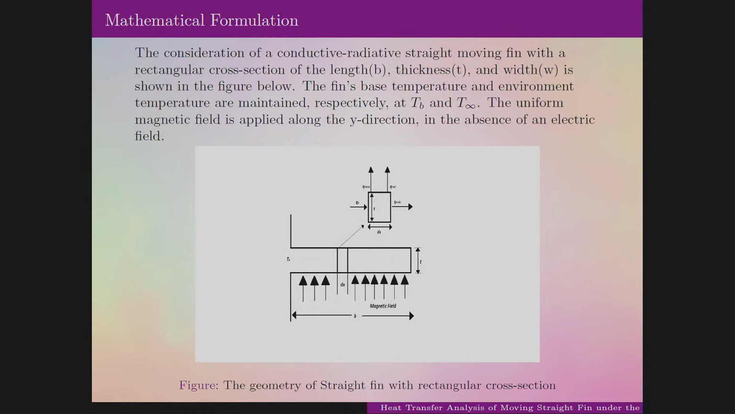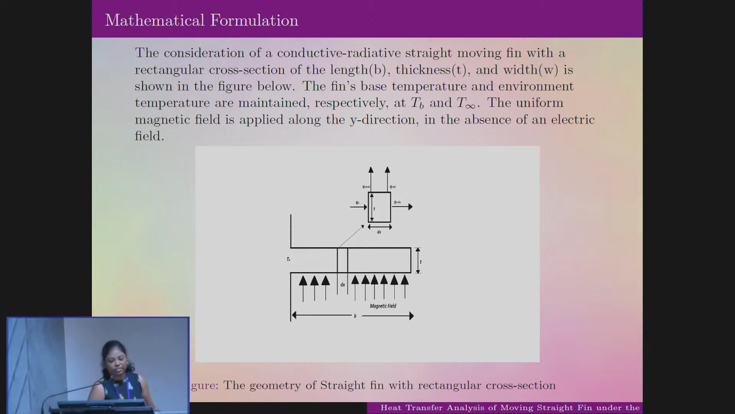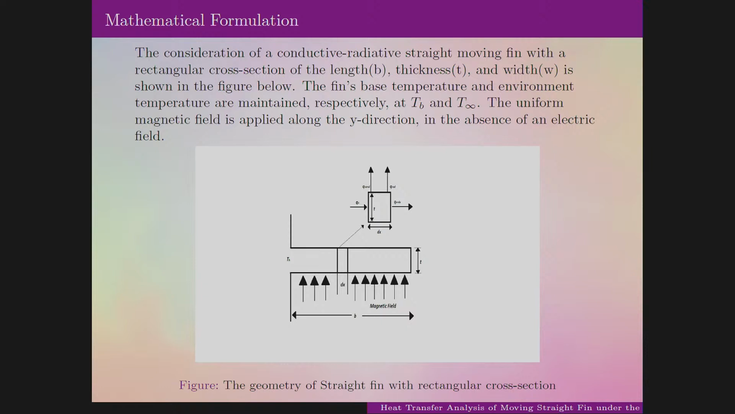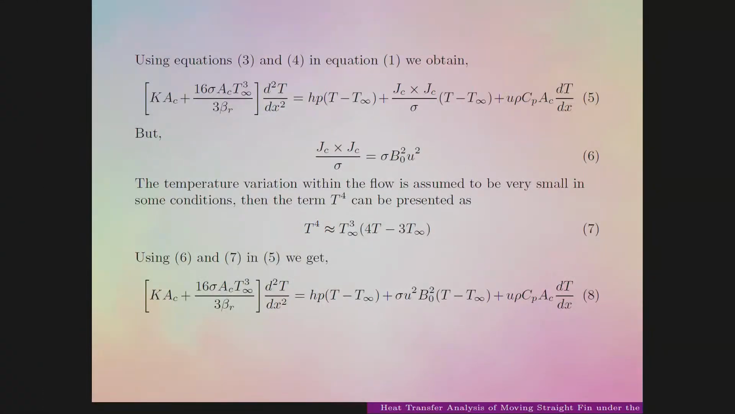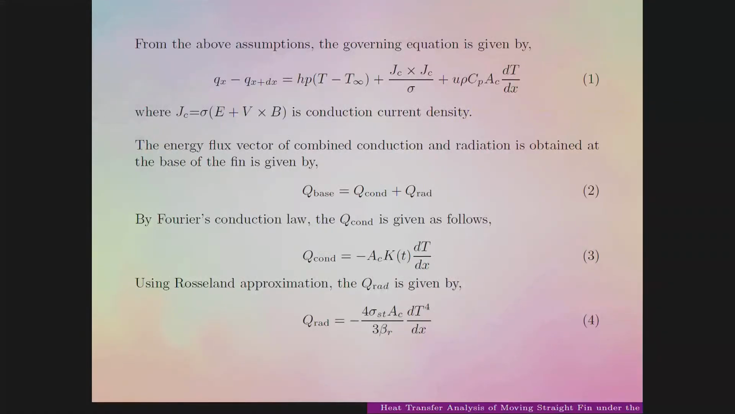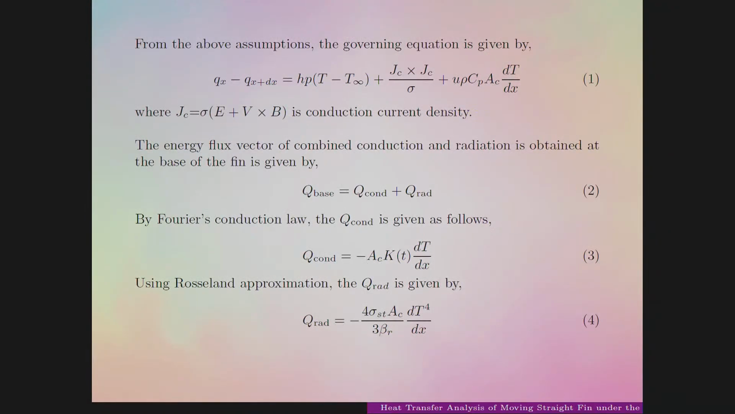Coming to the mathematical formulation, here we have considered a conductive radiative straight moving fin with a rectangular cross section of length b, thickness t and width w. The fin's base temperature and environmental temperature are maintained at Tb and T infinity respectively. The uniform magnetic field is applied along the y direction in the absence of an electric field. From the above assumptions, the governing equation is given by equation number 1, where Jc equals sigma into E plus V cross B is the conduction current density. The energy flux vector of combined conduction and radiation is obtained at the base of the fin, which is given by equation number 2.